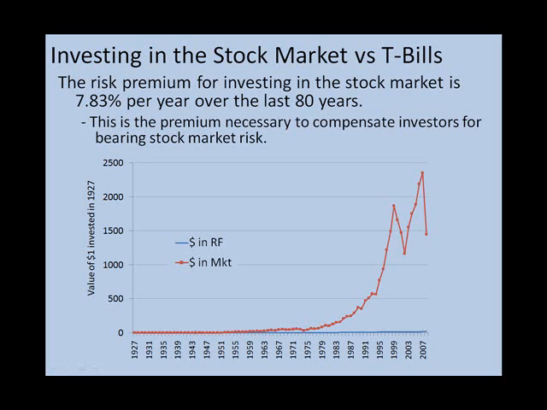On the graph, I've plotted the value of $1 invested in 1927. And the red line indicates the dollar value from investing in the market, while the blue line, which is very close to the horizontal axis, is the dollar amount we get from investing in T-bills. You can see that investing $1 in the market in 1927 is worth a lot more today than investing $1 in T-bills. We've been compensated for bearing the risks of the stock market. So the data we see in reality is consistent with the average investor being risk averse.